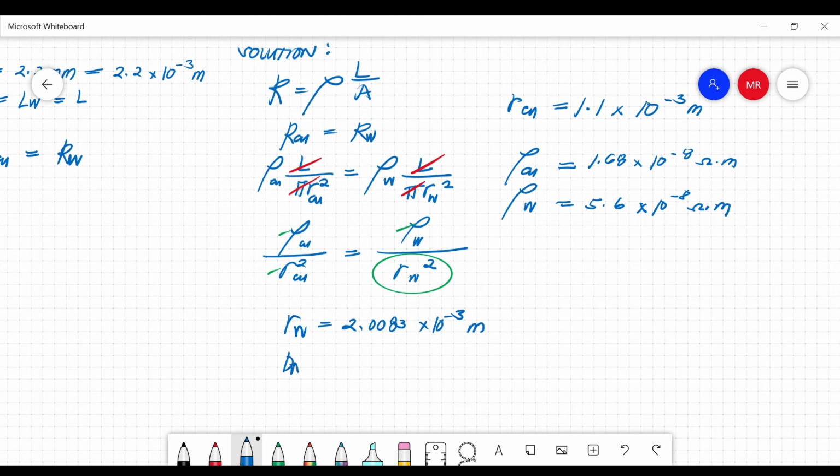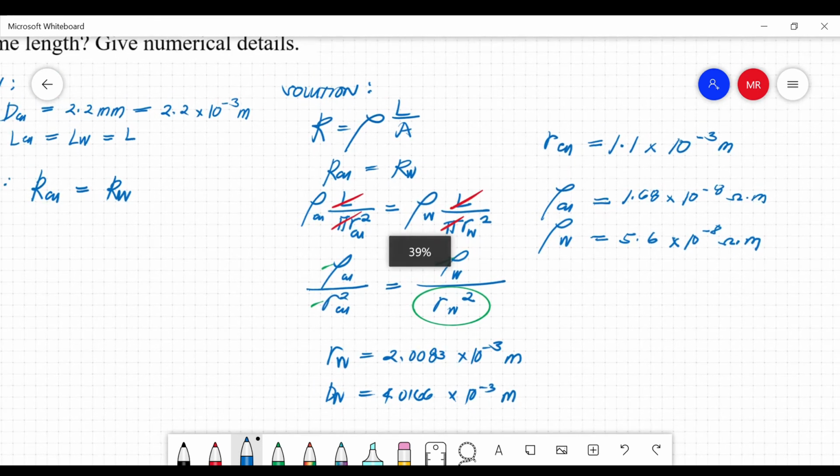If we get the diameter of the tungsten by multiplying the radius by 2, we'll have around 4.016 or 4.017 times 10 raised to negative 3 meters. This is approximately the diameter of the tungsten. Okay, so let us now go back to the question.